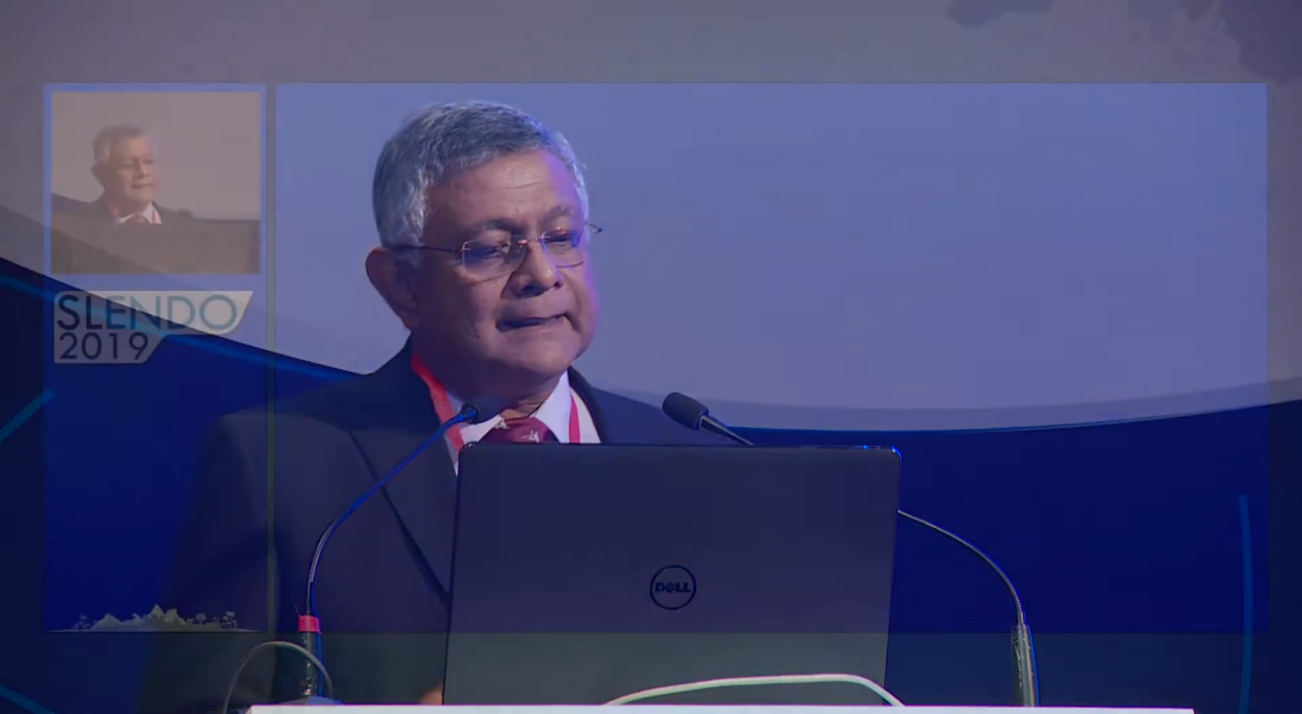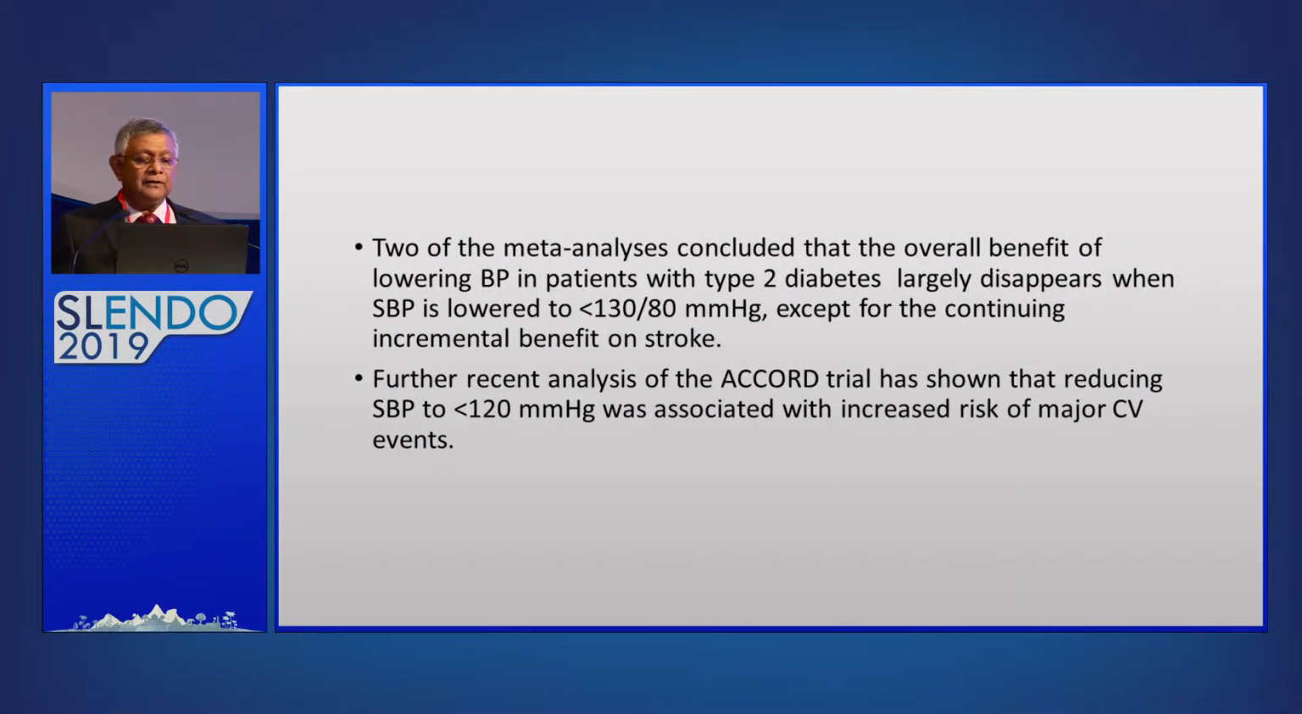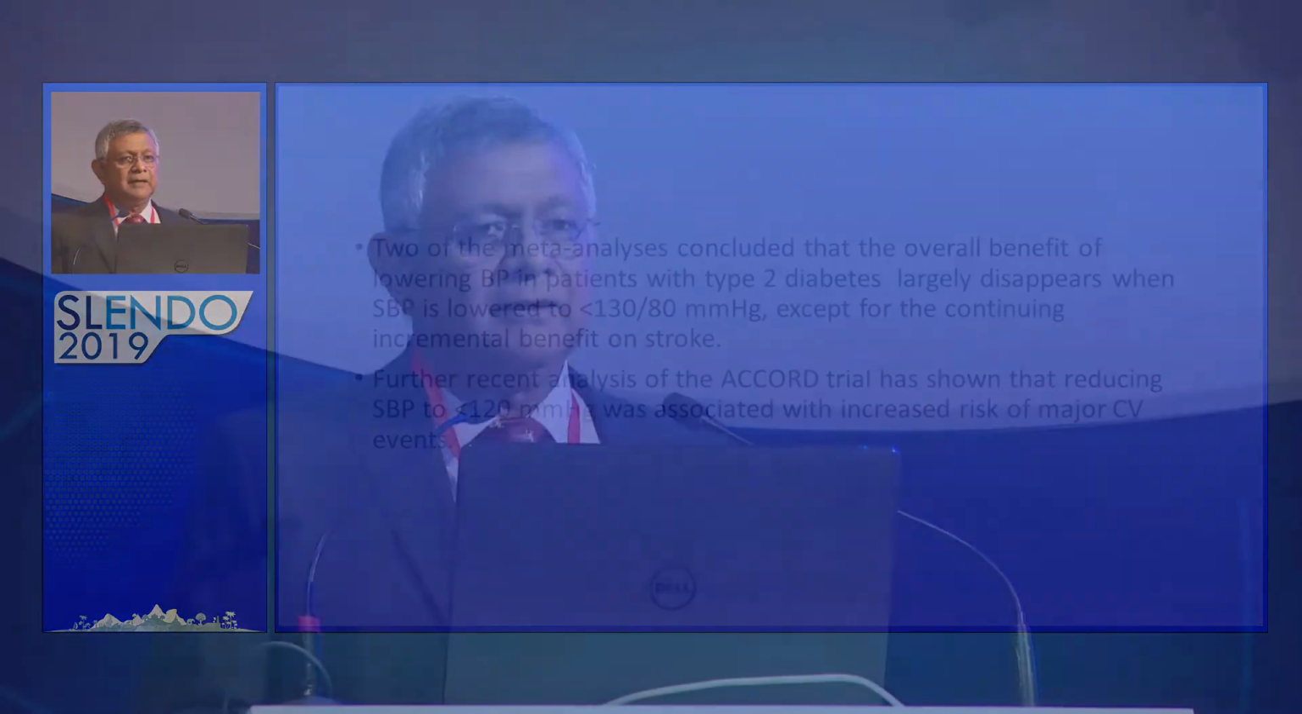So two meta-analyses concluded that the overall benefit of lowering the blood pressure in patients with type 2 diabetes largely disappears when the systolic blood pressure is lowered to less than 130/80, except for the continuing incremental benefit for stroke. Further recent analysis of the ACCORD trial has shown that reducing systolic blood pressure to less than 120 was associated with increased risk of major cardiovascular events.